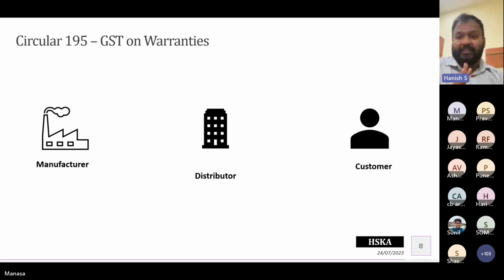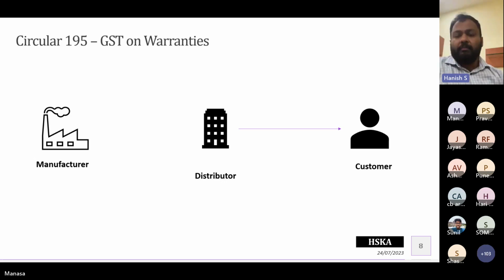Because there are three parties here, and there are different permutations and combinations. Now what is happening here originally? The manufacturer sells the goods to the distributor. The distributor sells the goods to the customer. The customer comes back to the distributor and says this product is not working the way it is supposed to work.